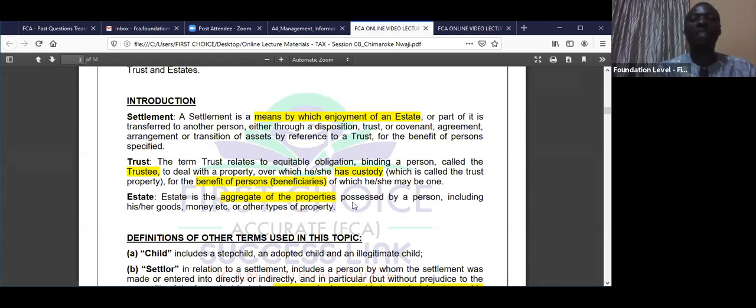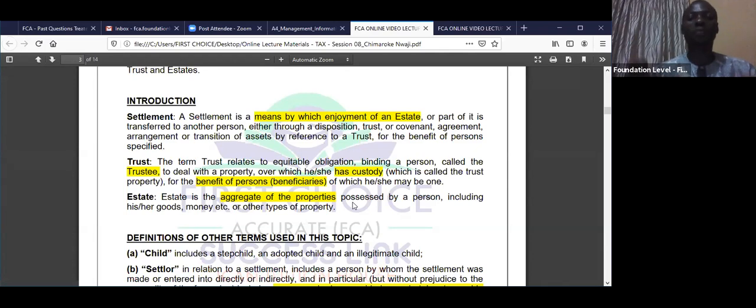Now, that would mean that if someone dies and his property, that is his estate, is transferred from the deceased to perhaps his surviving relations, that means by which that transfer goes to the beneficiary or to the surviving person is called a settlement. Now, it could be in the form of a trust. So you look at what a trust means. So you also look at what is estate. So now let's look at the estate first.